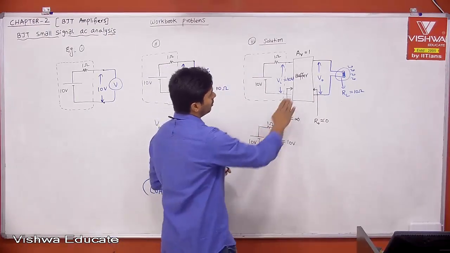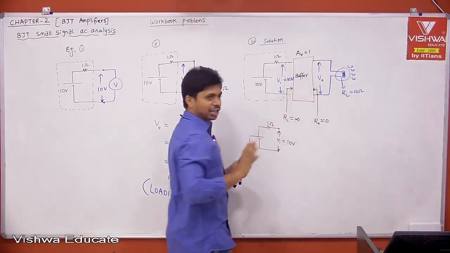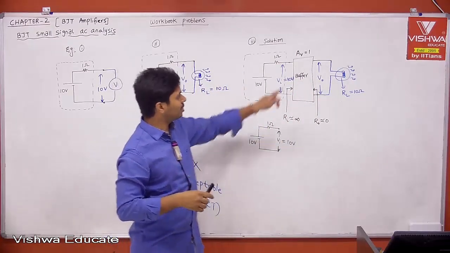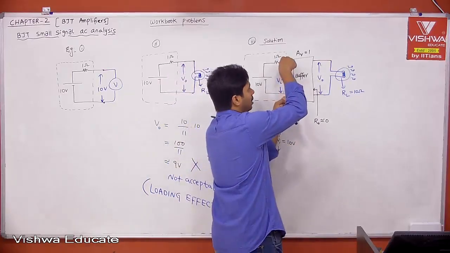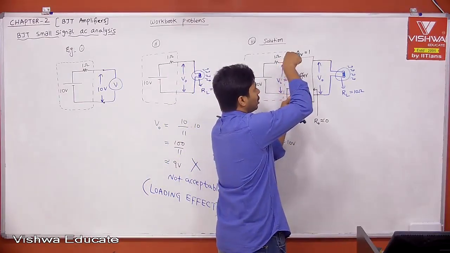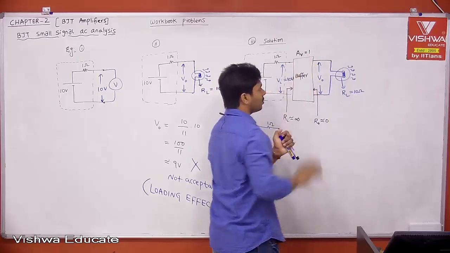Now, what is the job of the buffer? It will not do any amplification. It is not doing any amplification, because what is the voltage gain? That is 1. Then what is it doing? Whatever you have here, the same 10 volts is given to your output. That's it, because the voltage gain is 1.